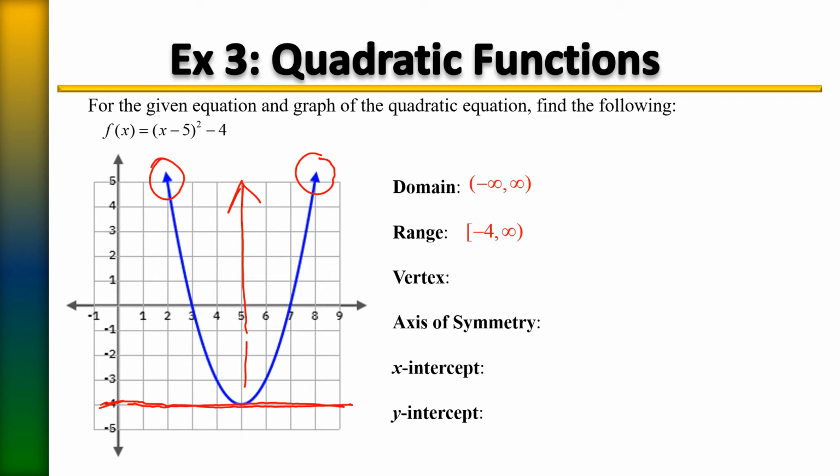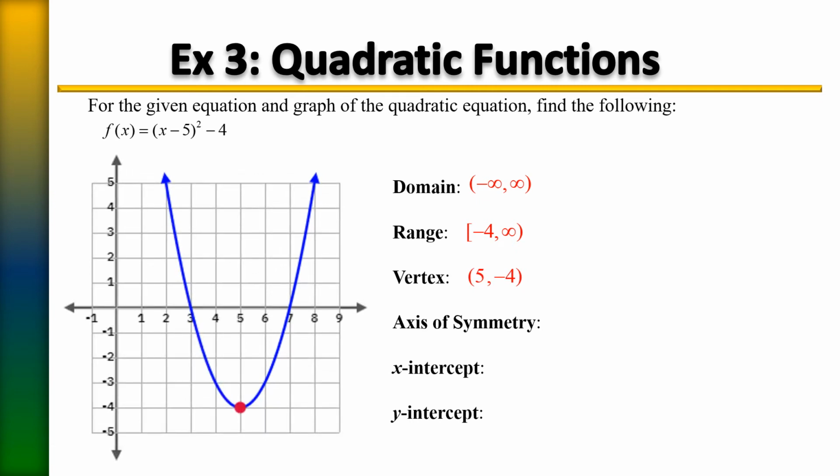What is our vertex? Well, if we look at the lowest point again on our graph, our lowest point there is right here at over 5 and down 4. If you look at it algebraically, notice here that our x value is 5. Our y value is -4, so our vertex is (5, -4).